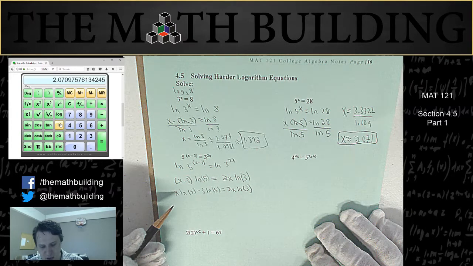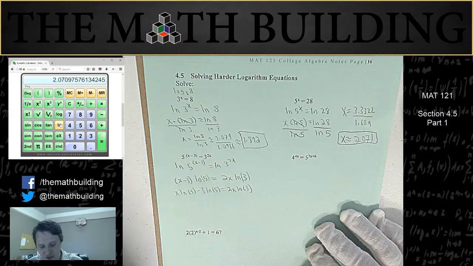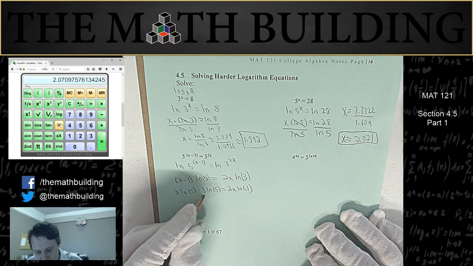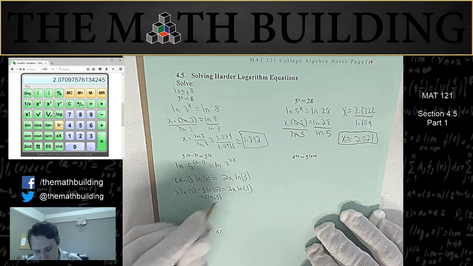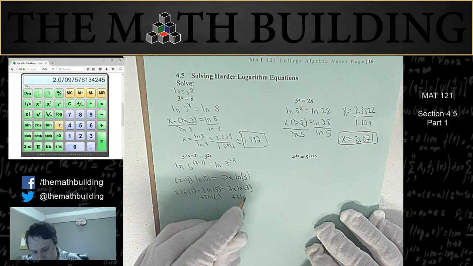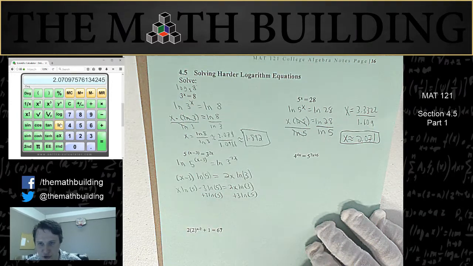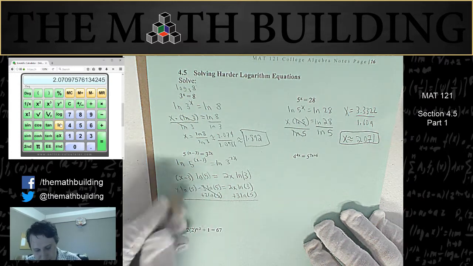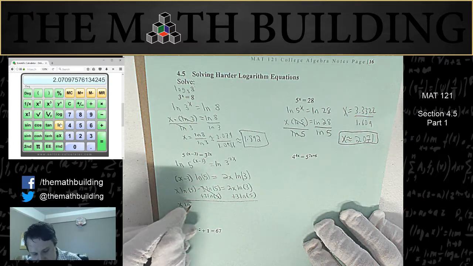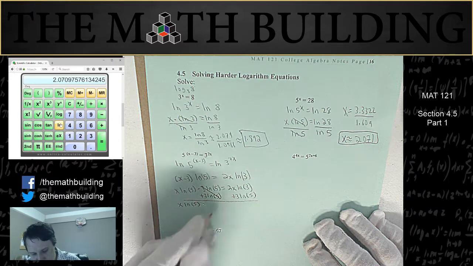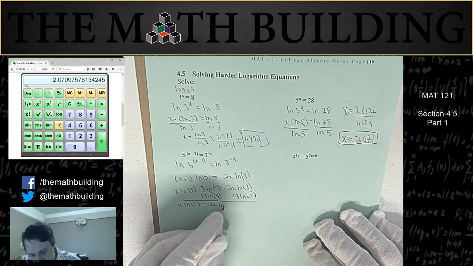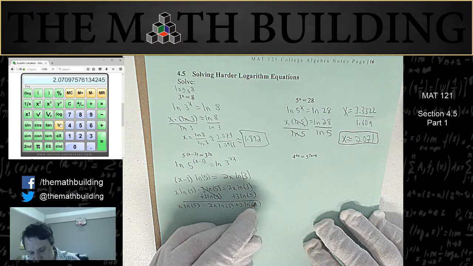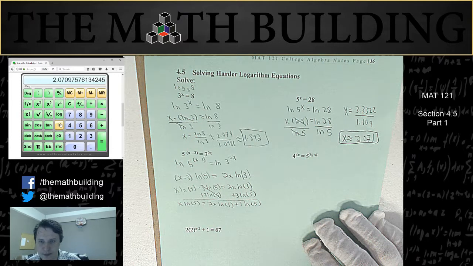What I would do now is move all the x's to one side and everything else to the other side. So I'm going to add 3 natural log of 5 on both sides, just to move that whole term over. And so when I do that, I get x ln of 5 equals 2x ln of 3 plus 3 ln of 5. So all I did there was just move the term over.